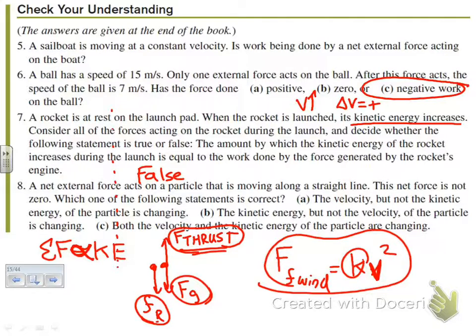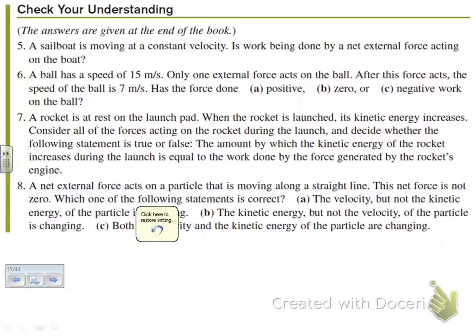Part 8 says a net external force acts on a particle that is moving along a straight line. This net force is not 0. Which one of the following statements is correct? So the net force is not 0. But we don't know if the net force is pointing in the same direction or opposite direction of the displacement.